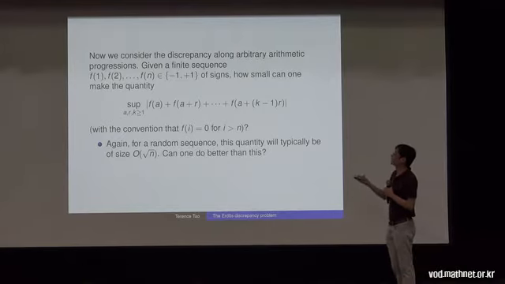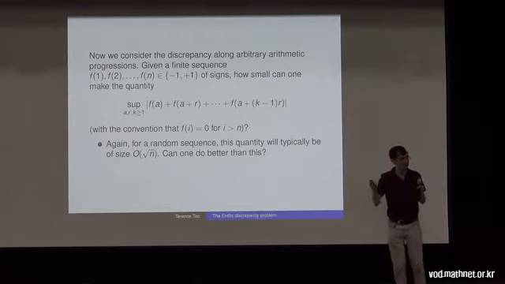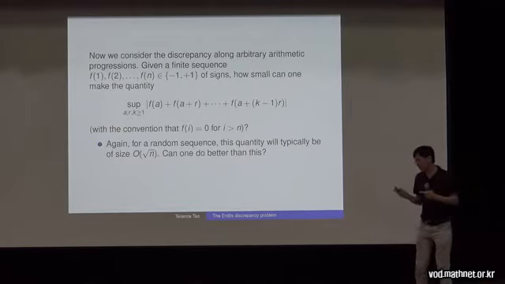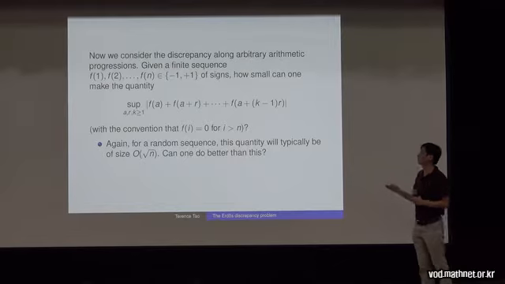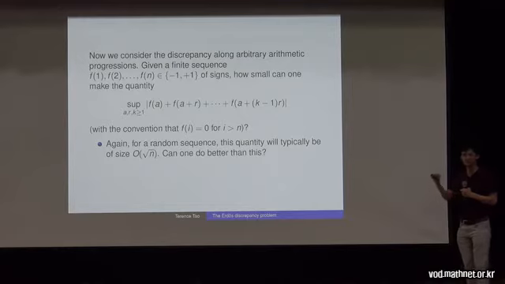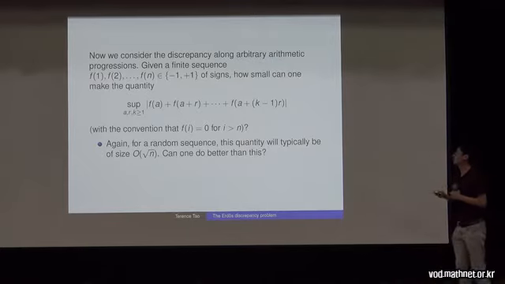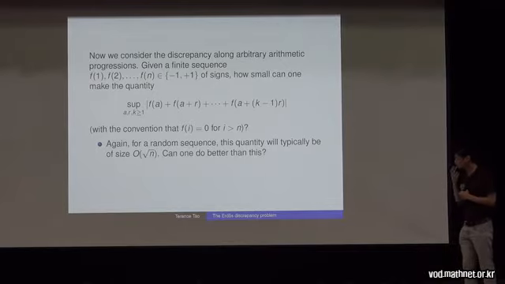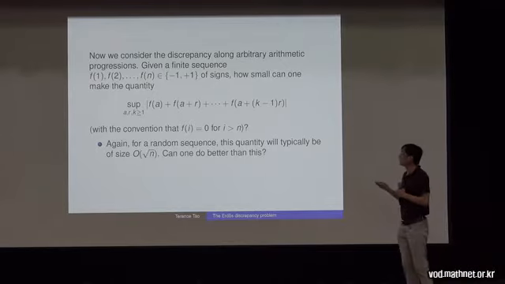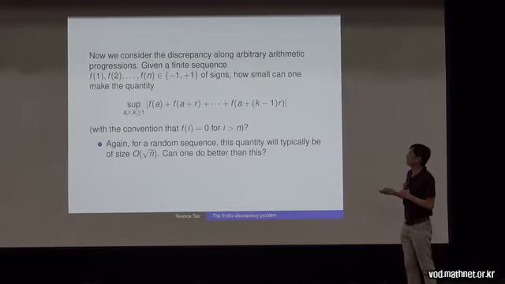So if you take the sequence, you pick any arithmetic progression inside here. Say, for example, f of 3, f of 5, f of 7. You look at the sums on every single progression, and you ask, can I make every single progression small? So can I make f3 plus f5 plus f7 small, while also making f10 plus f20 plus f30 small, and so on. You try to make your sign pattern as balanced as you can on every single arithmetic progression at the same time.